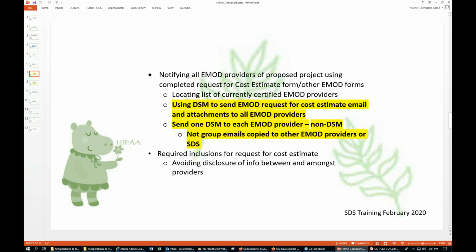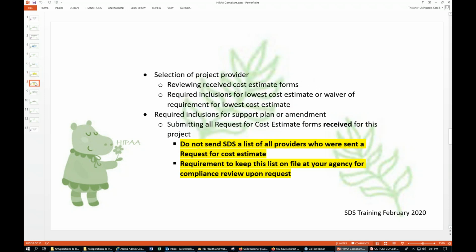You won't be doing group emails copied to other EMOD providers or SDS, right? That is going to be the new way to do that. We also are wanting to share, of course, selection of the project provider. We review the received cost estimate forms, if any, and all of the ones that we did receive. I know there's only 8 providers, but when they send one, required inclusions for lowest cost estimate or waiver of the requirement. We'll look at that. It's all in the conditions of participation.